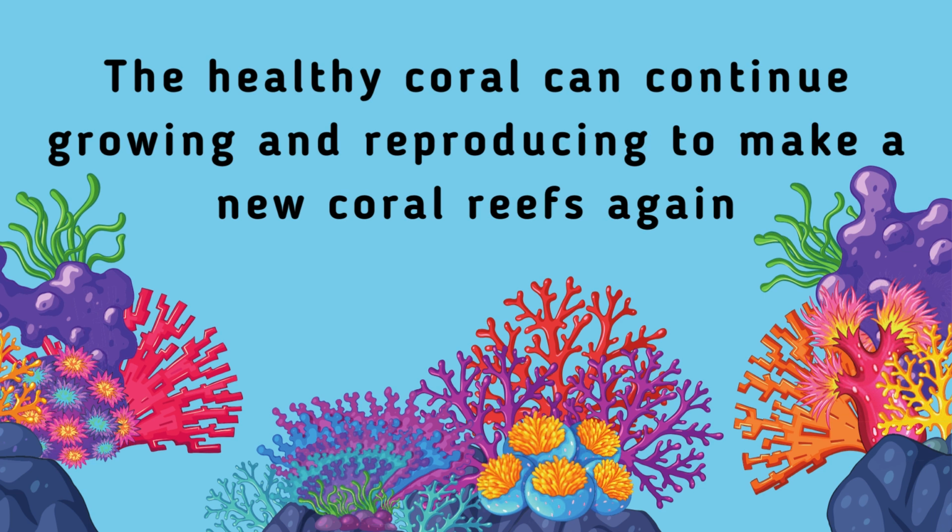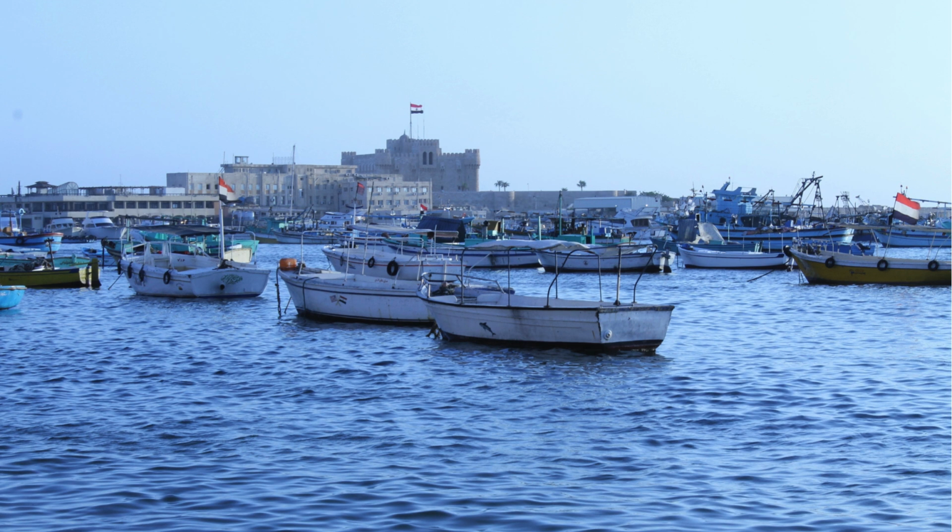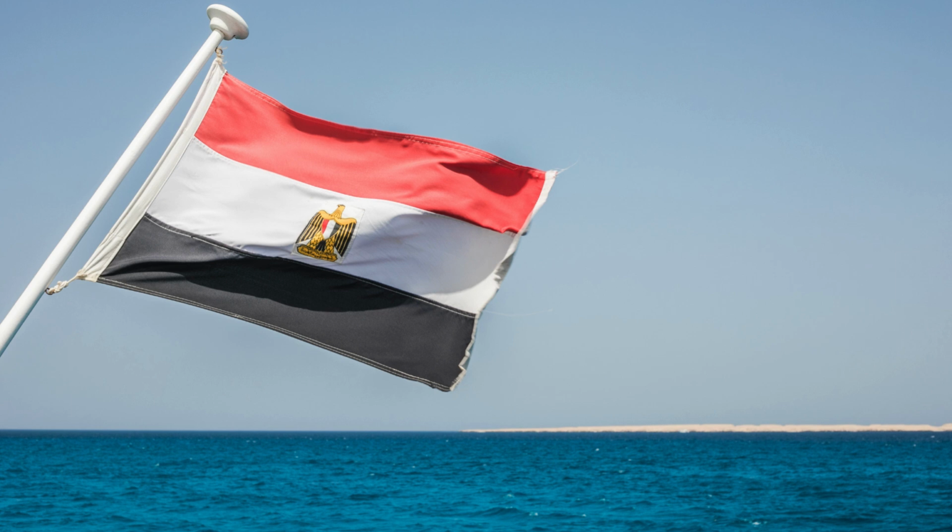This was the first project. The second project is protecting coral reefs from plastic pollution. This is in Egypt, in the coastal communities. What is the meaning of coastal communities? Communities that are found on the coast of a sea, like areas on the Mediterranean Sea or Red Sea.